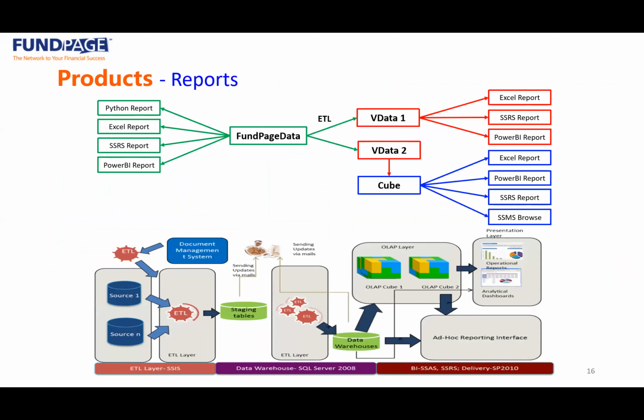The last part is putting our analysis results into our products. Our products are reports, and there are 3 types of reports. The green part is based on the OLTP database, which we call OLTP reports. The red part is integration database reports. The blue part is cube reports, which is called data mining.